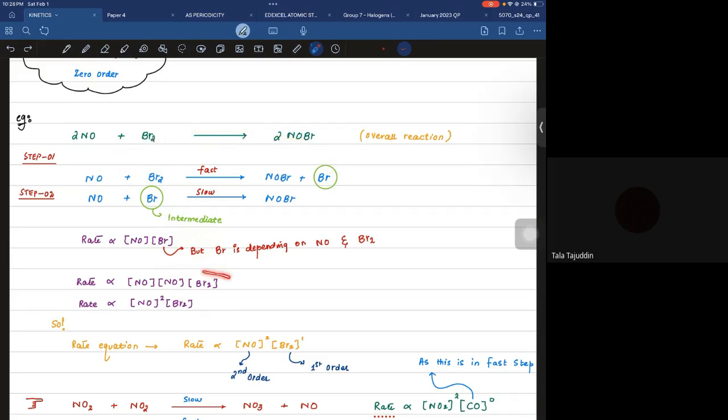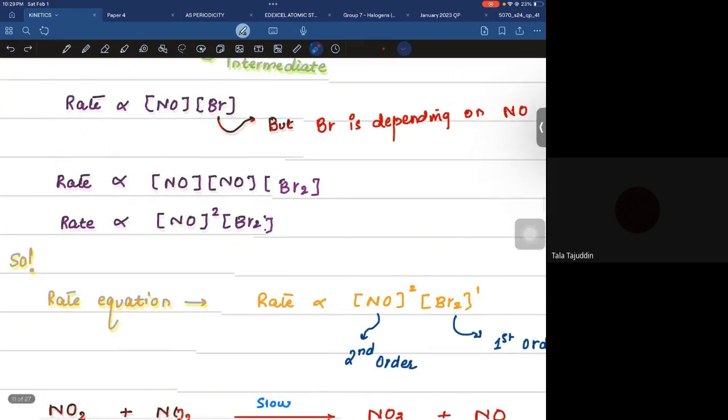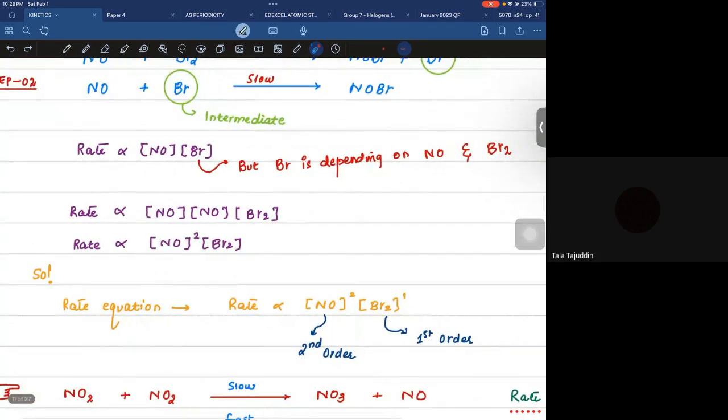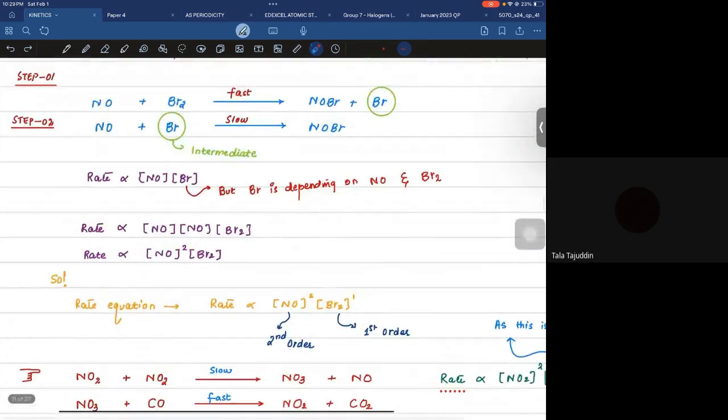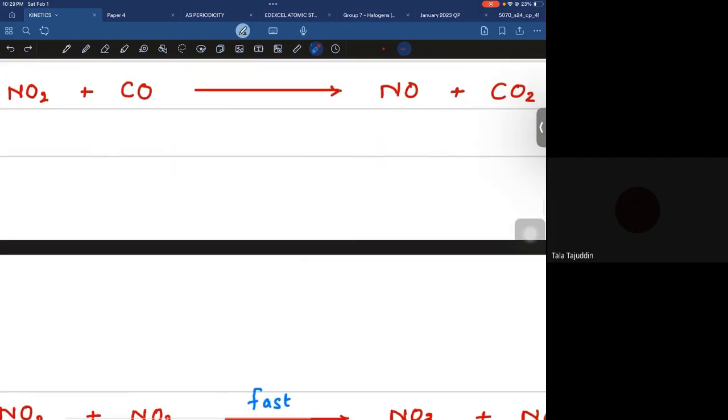Okay. So all in all, it would be NO raised to the power 2 and then Br2. That's called the rate equation. According to this equation, we can say that it's second order with respect to NO and it's first order with respect to Br2. Okay. So you have to do this. Can you propose the mechanism of this? This is your main equation.